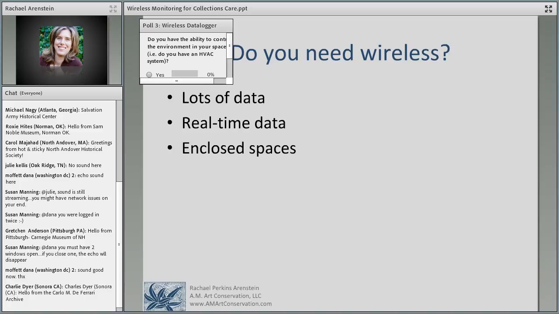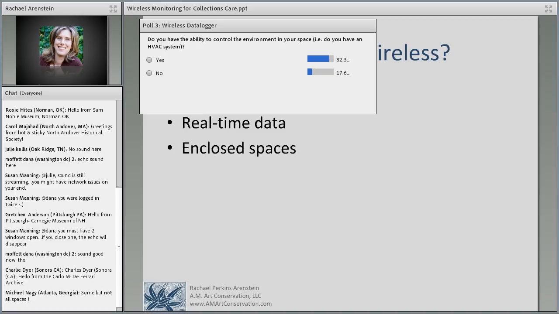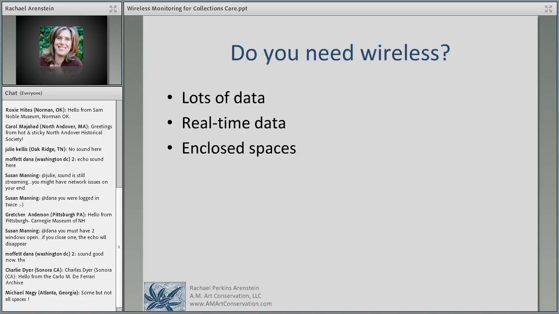Do you have the ability to control the environment in your space? Okay, well, it's moving around a little bit, but it seems like the overwhelming majority of our attendees do have at least some ability. So that's good. Okay, I'm seeing Michael from Atlanta saying some but not all spaces, and that's pretty standard as well. You might have it in a new addition or in some of your special exhibition spaces, but not in all of your storage or all of your galleries.